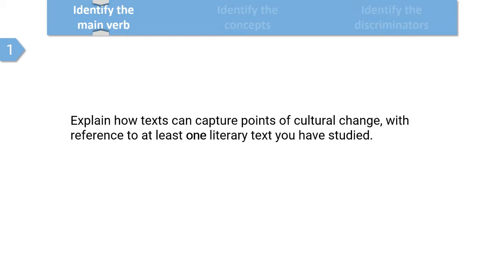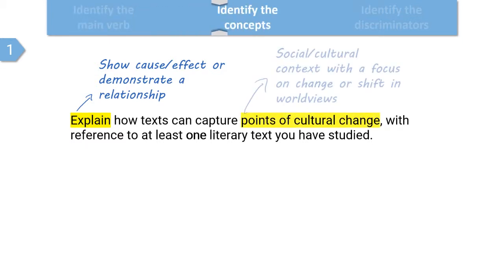Here's a question from the 2017 paper. Explain how texts can capture points of cultural change with reference to at least one literary text you have studied. So, the main verb, explain. That means to show cause or effect, or to demonstrate a relationship. If we move on to identify the key concepts, well, points of cultural change is the key concept here. And that's the social and cultural context with a focus on change or shift in worldviews. So that's what I'm going to be thinking about there.